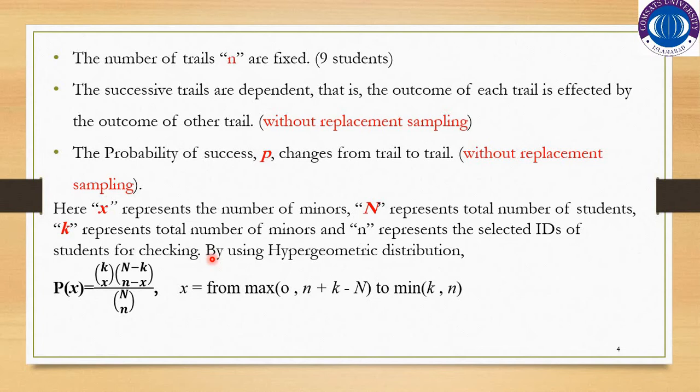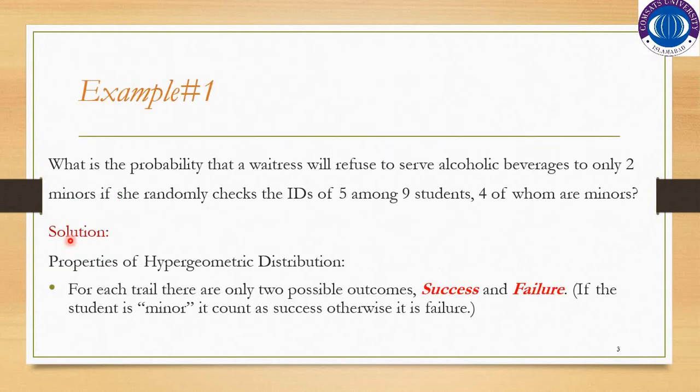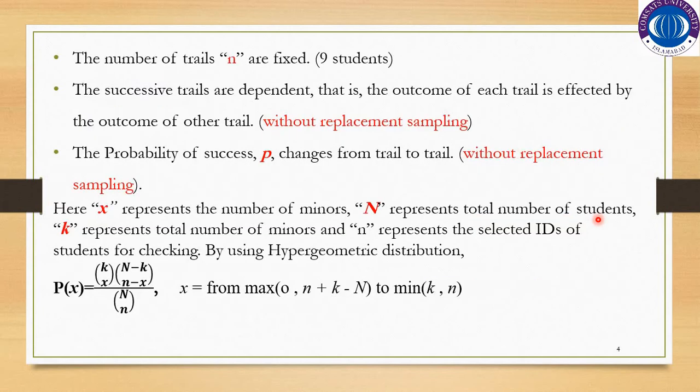X represents the number of minors, as our success is that we find out that the student is a minor, so X will be associated with this. Capital N represents the total number of students. Small k represents the total number of minors, because k is basically the number of successes in the population, and we have a total of 9 students in the population, and our success will be the minors, so there are 4 minors in the population. And small n represents the selected IDs of the students for checking.